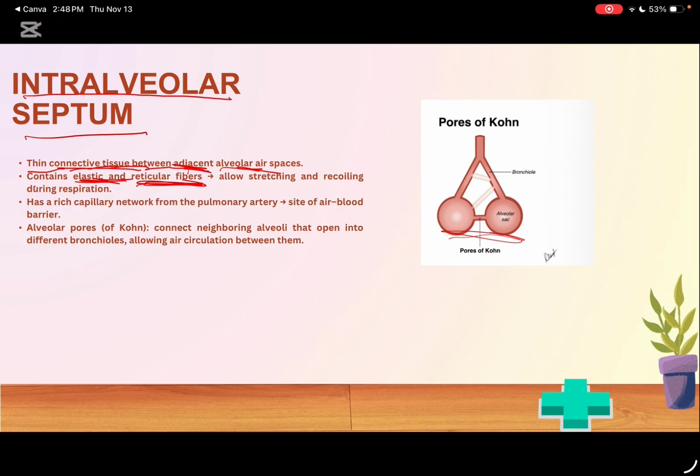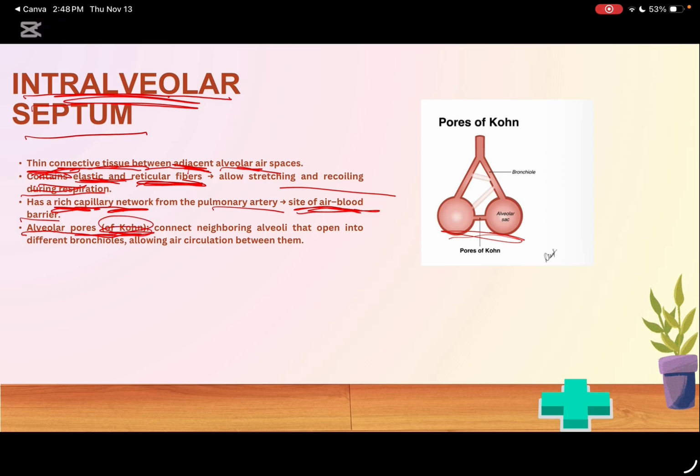So as we said, interalveolar septum, it's a thin connective tissue between what? Between adjacent alveolar air spaces. Very simple, right? And what does it contain? It has elastic and reticular fibers. And what do these allow? They basically allow stretching and recoiling during respiration. And they are very rich in capillary network, from the pulmonary artery. What does the capillary do again? Site of air-blood barrier. And alveolar pores, which are the pores of Kohn.